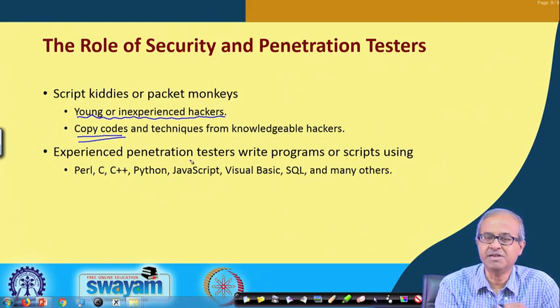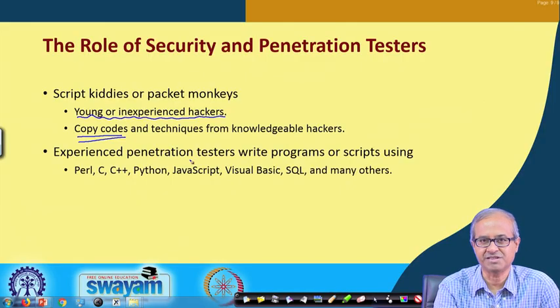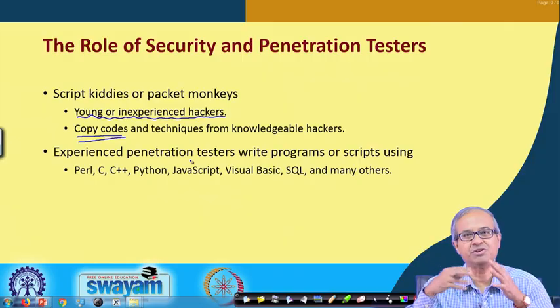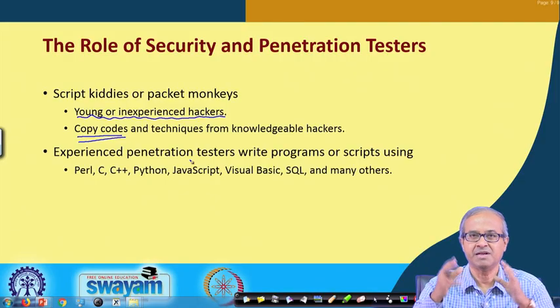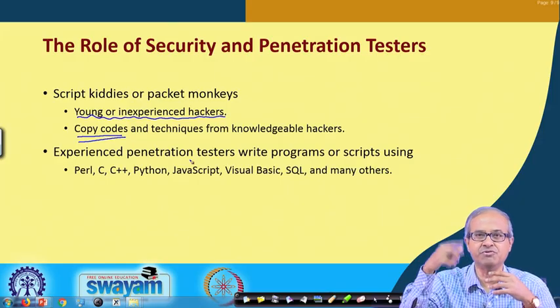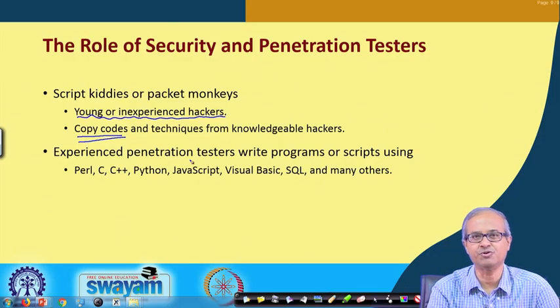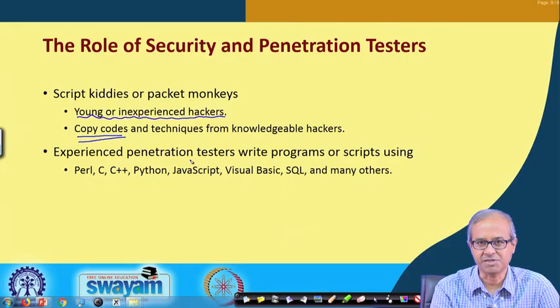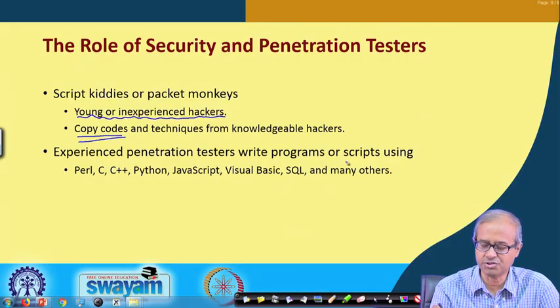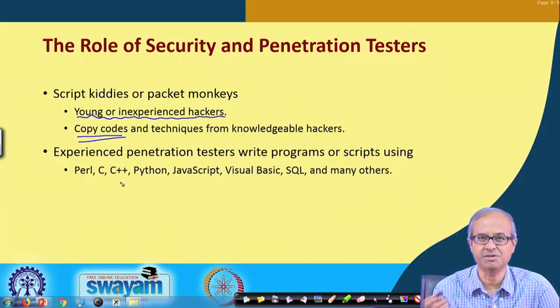But experienced penetration testers do not copy codes from such other places. They usually develop scripts, they use a set of tools, and they run a set of scripts using which they run those tools in specific ways to carry out specific things. These tools or scripts are typically written in different scripting languages like Perl, Python, JavaScript. They can also be written in languages like C, C++ and so on.